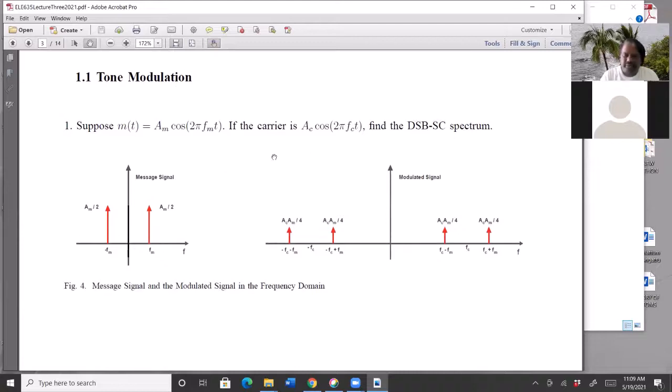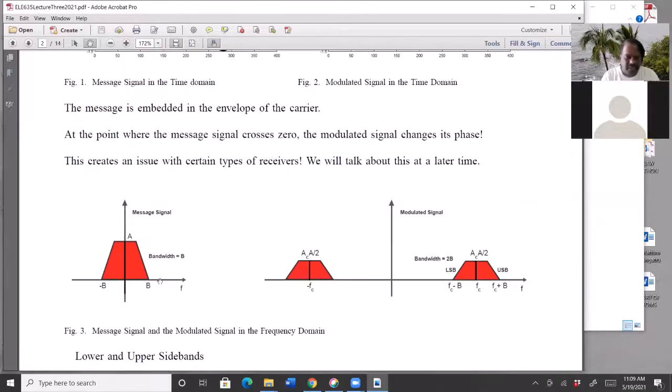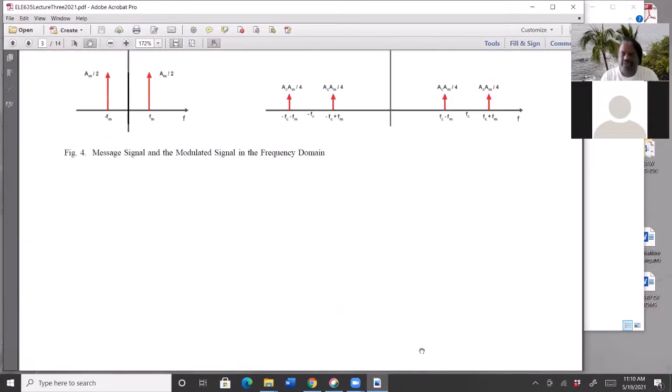So if you go here, each of these frequencies gets shifted from here to here. So if you take a single frequency, that frequency should be shifted to FC as well. So if this is FM, it will be FC plus FM here and FC minus FM here. So that's the first, FC plus FM, FC minus FM, and also minus FC plus FM, minus FC minus FM.